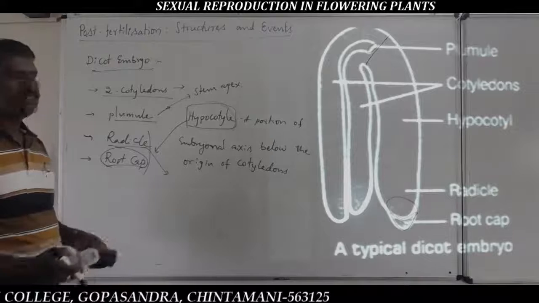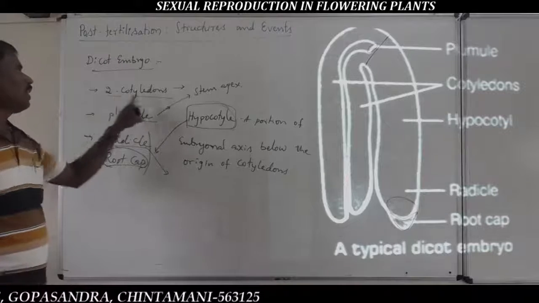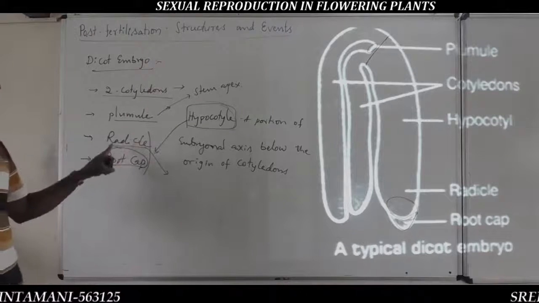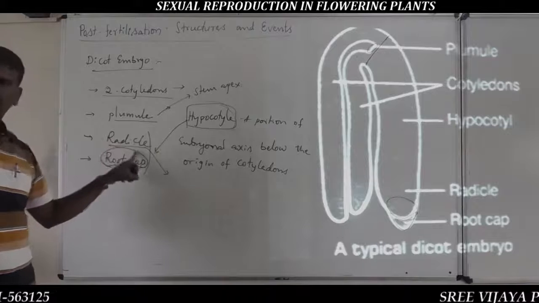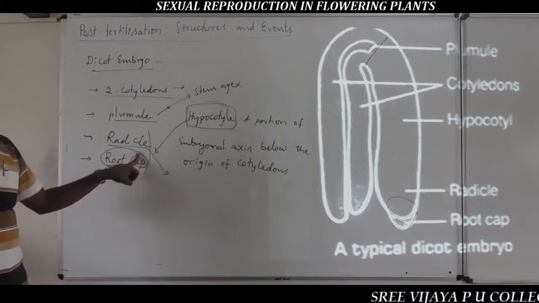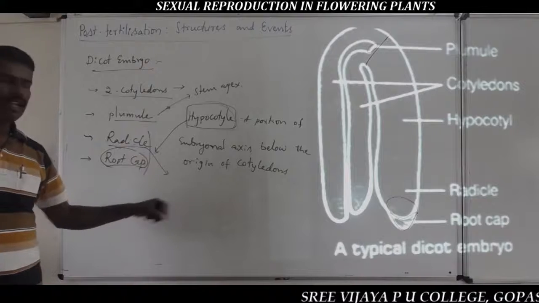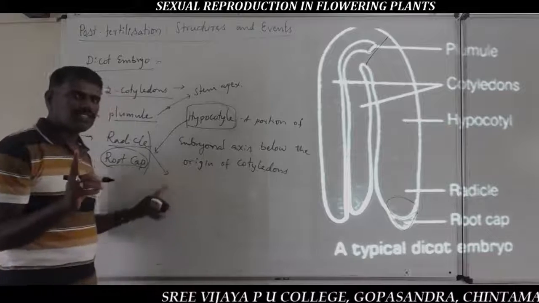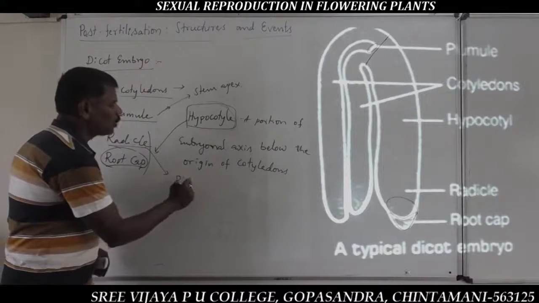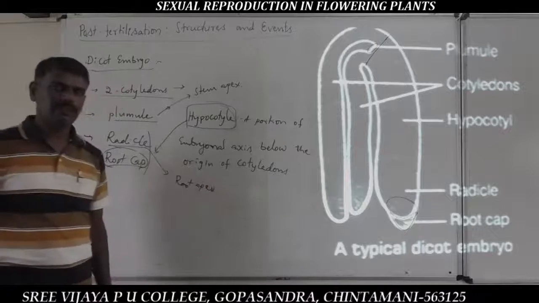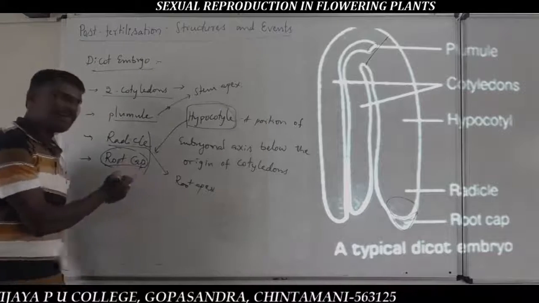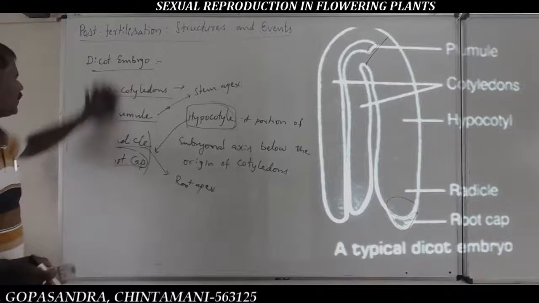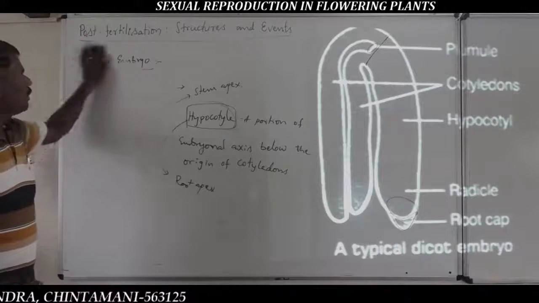So the dicot embryo consists of two cotyledons, a plumule or stem apex. The hypocotyl consists of the radicle, which develops as the root. It is also called the root apex. It ends with, or is protected by, a cap-like structure called the root cap. So this is just the dicot embryo.